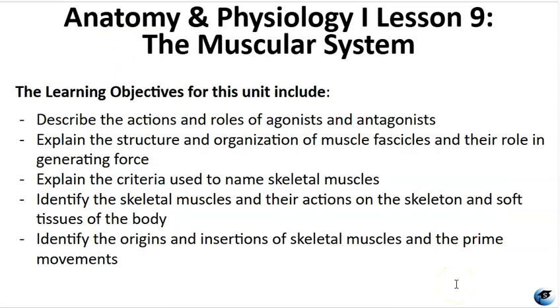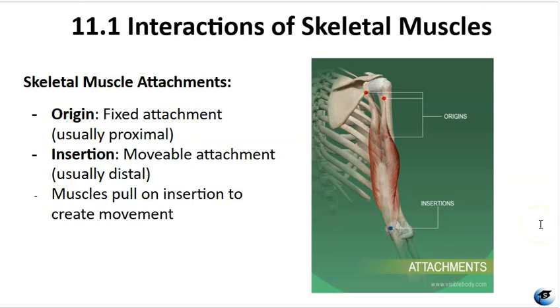In this unit, we will learn about the actions and roles of agonists and antagonists, the structure and organization of muscle fascicles and their role in generating force, the criteria used to name skeletal muscles, and their actions on the skeleton and soft tissues of the body, and finally, we will identify the origin and insertions of skeletal muscles and their prime movements. Skeletal muscles typically attach to bones at 2 points.